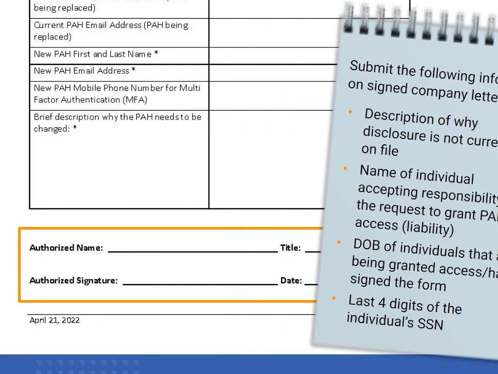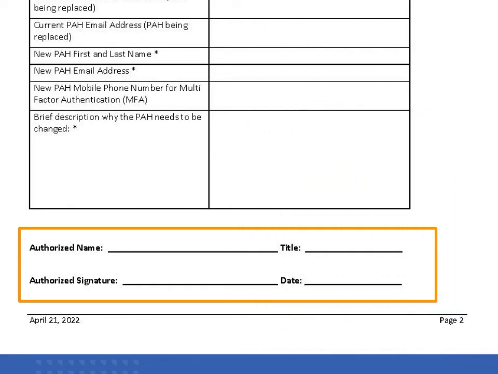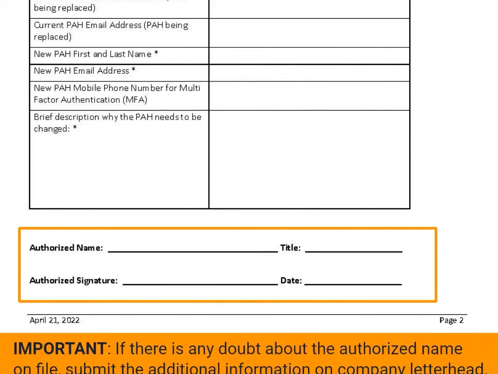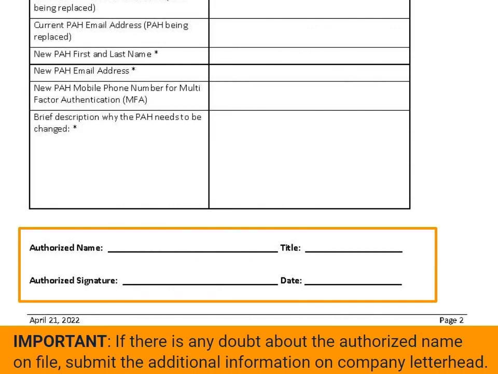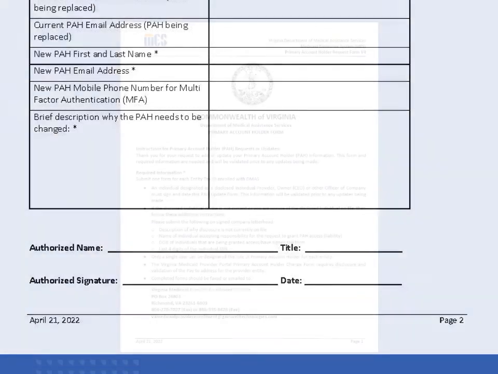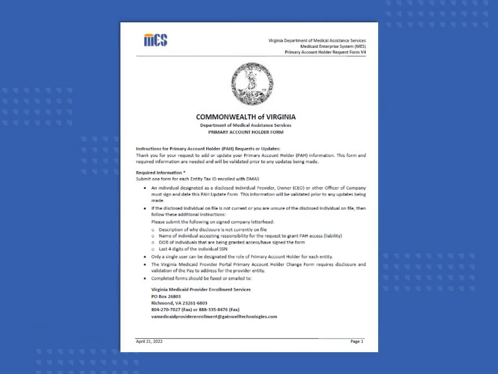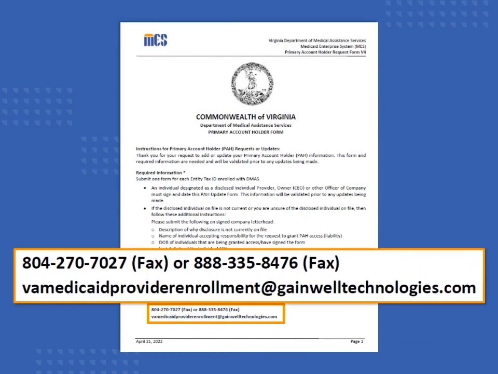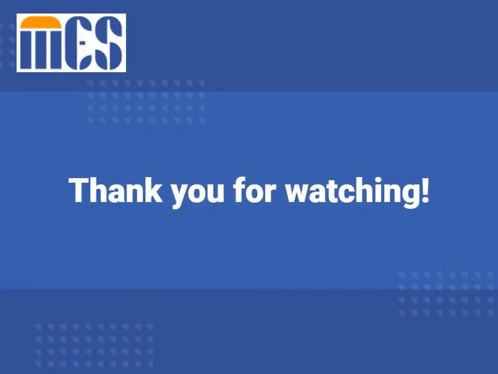When DMAS is unable to verify the person on file with the name in this field, the form is rejected. This error is one of the most common reasons a form is returned for corrections. If there is any doubt about the authorized name on file, submit the additional information on company letterhead. When the form is complete, reference the details on the first page to submit the form to DMAS via fax or email. You are now ready to request PAH updates.